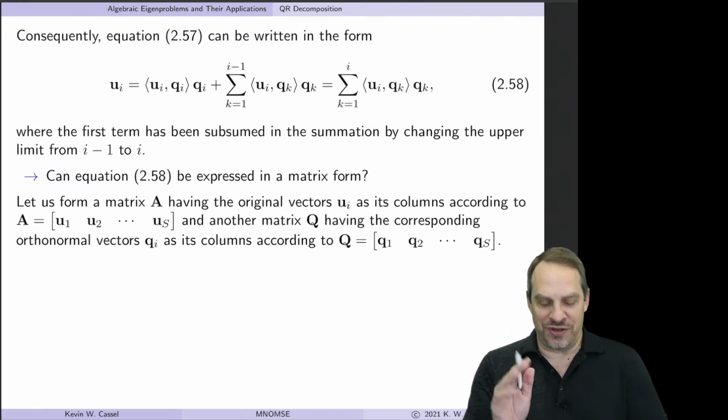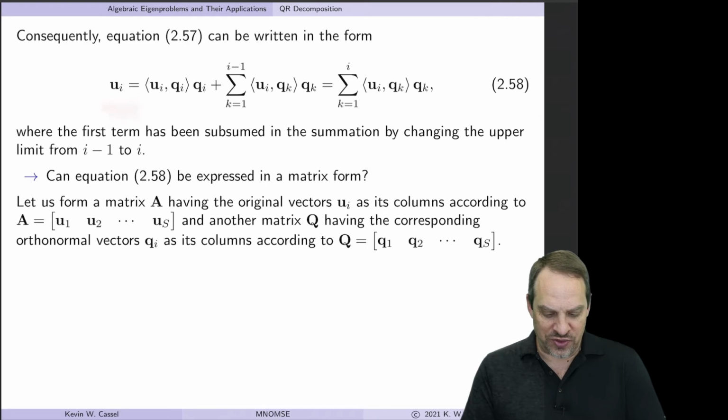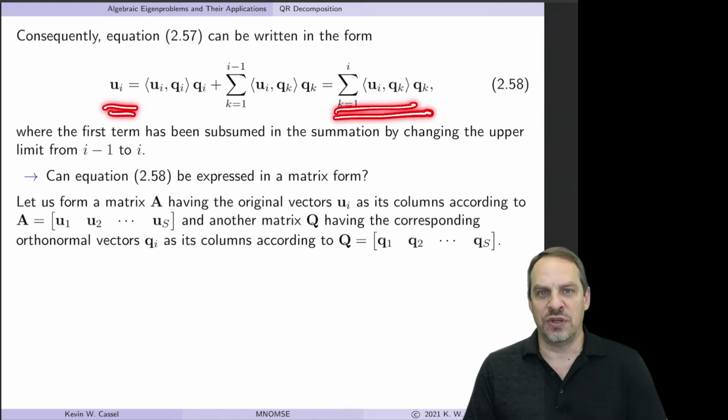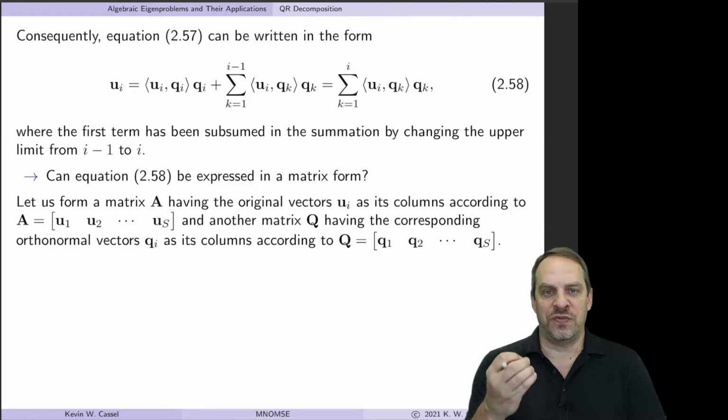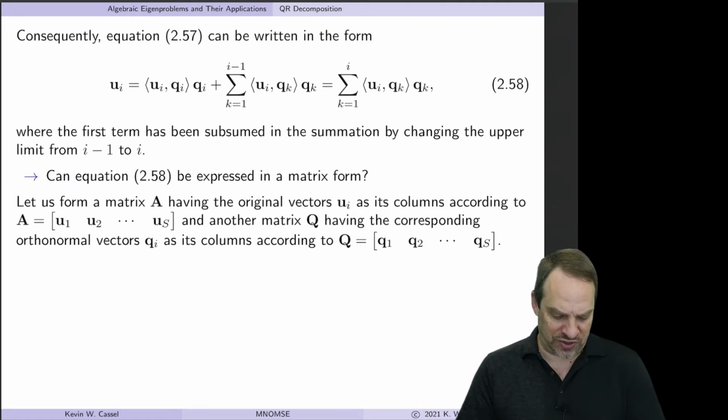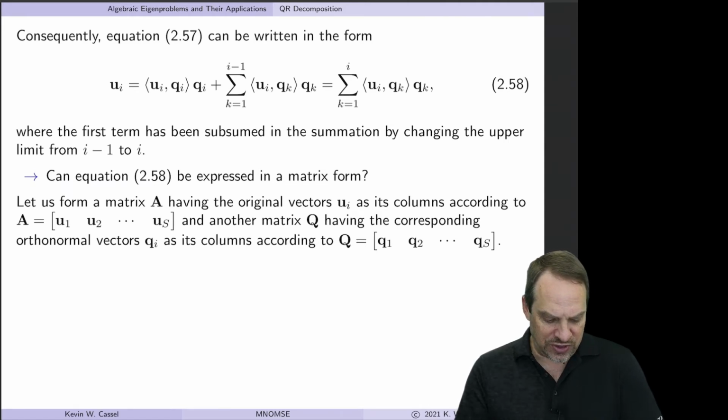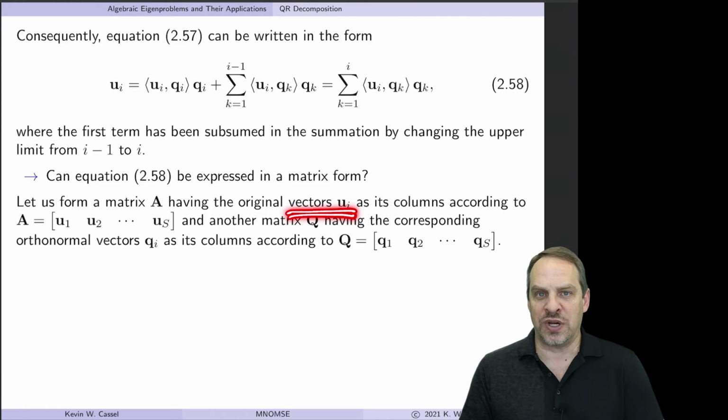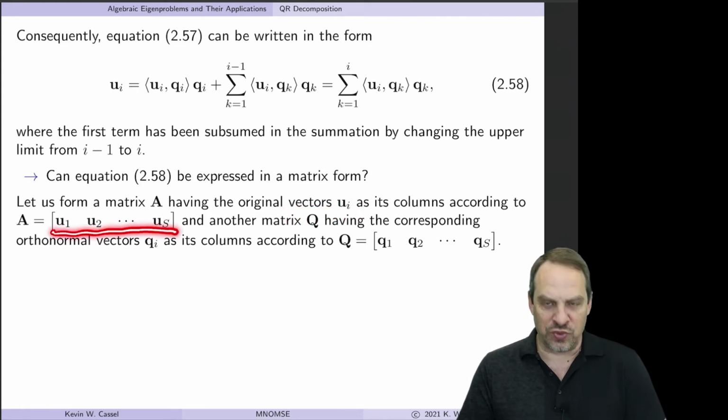Okay, so all I've done is re-express the Gram-Schmidt orthogonalization procedure into a slightly different form, again with the objective of being able to see how we can express this in terms of a matrix decomposition. So let's take our original matrix A, and let's say that the vectors ui are its columns. So u1 through us, okay?